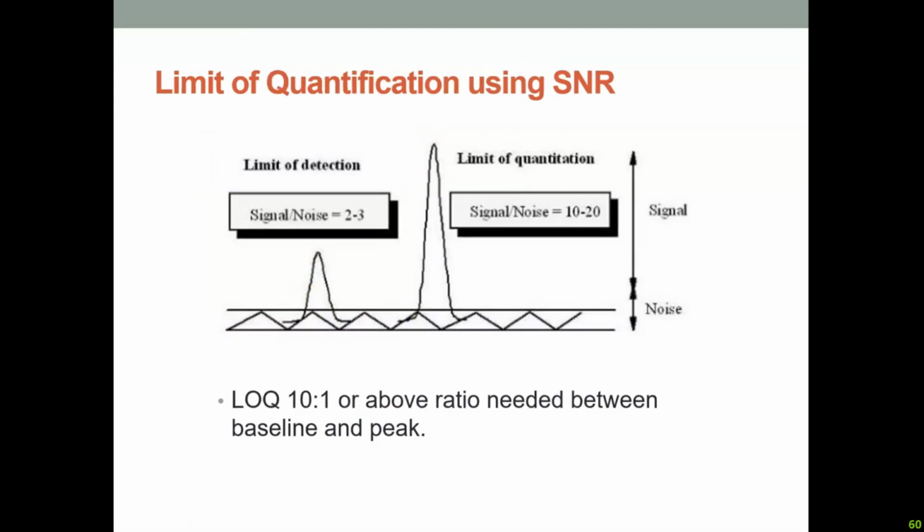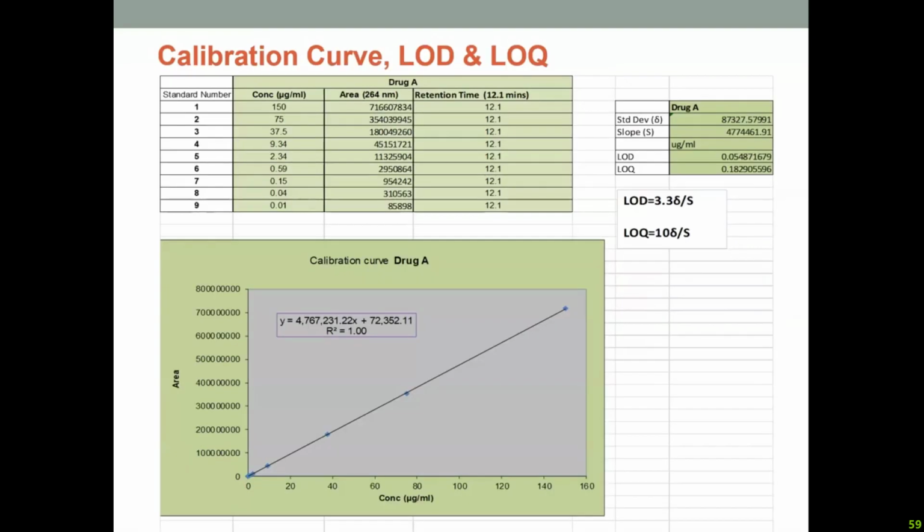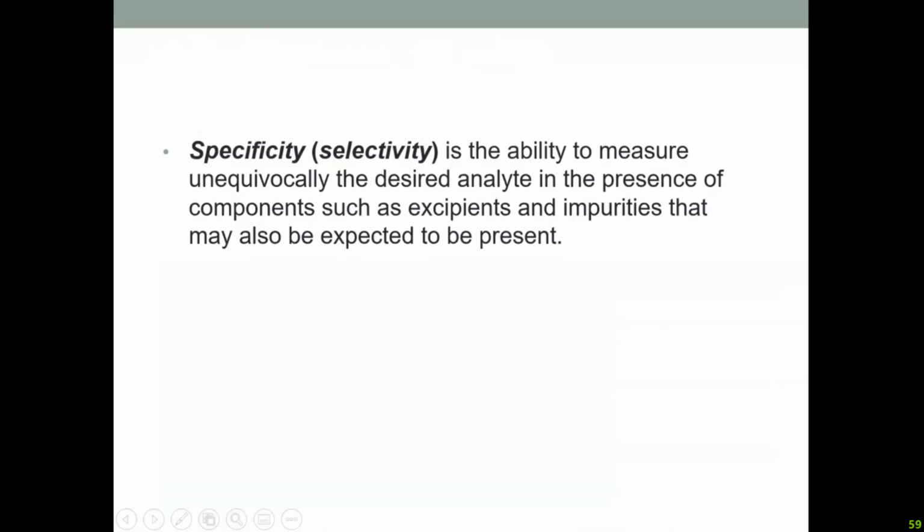For limit of quantification using signal to noise, an LOQ of 10 to 1 or above ratio is needed between the baseline and the peak. So for this one here, we've got greater than 10. So we're able to quantify the amount of sample that's in this peak using some analysis. Another method you can do is to use a calibration curve. When you've drawn up your calibration curve, you can use the following equation. Your LOD can be calculated at 3.3 times the standard deviation divided by your slope, and your LOQ is 10 times the standard deviation divided by your slope.